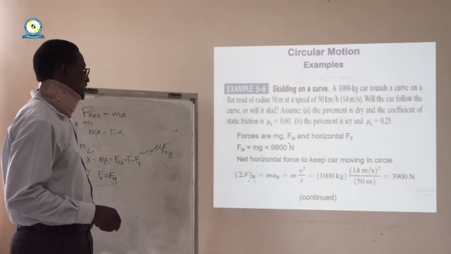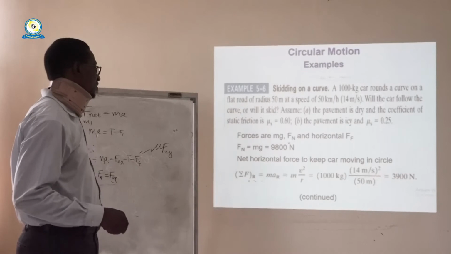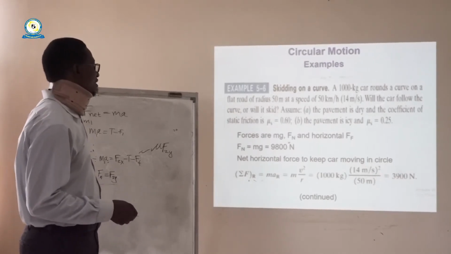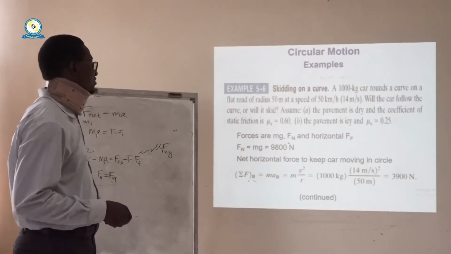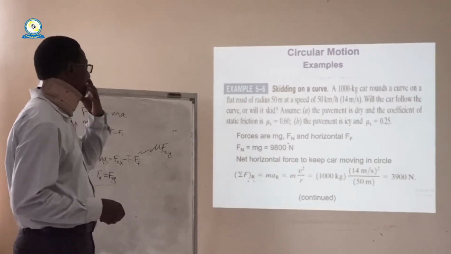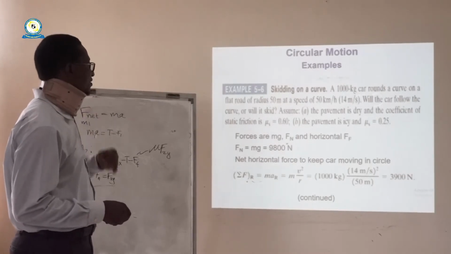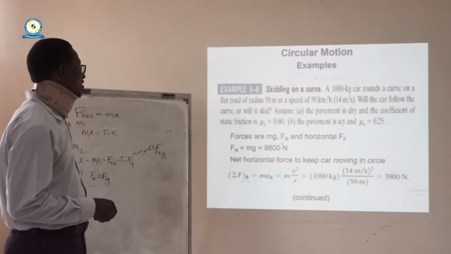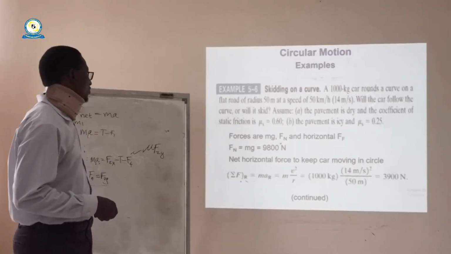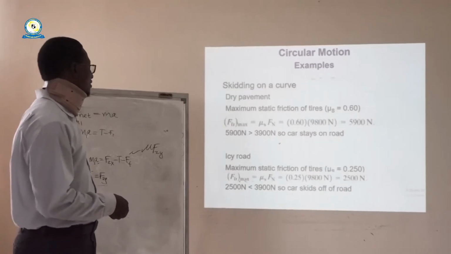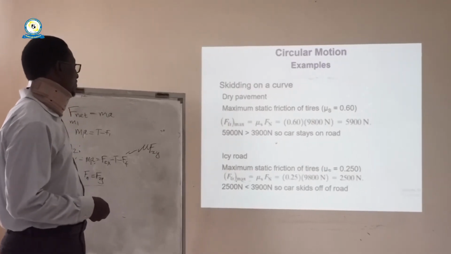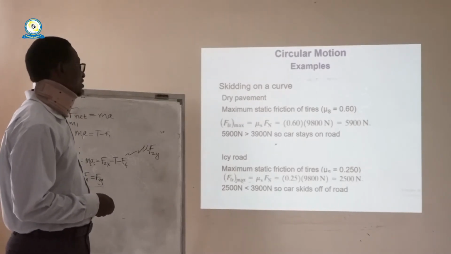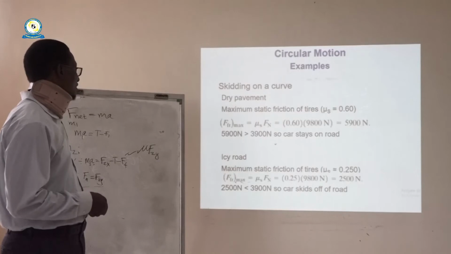You substitute, you can get the force, whereas the equivalent is the coefficient of static friction. Will the car follow the curve or will it skid? Skidding on a curve, dry pavement, maximum static friction of tiles 0.6.